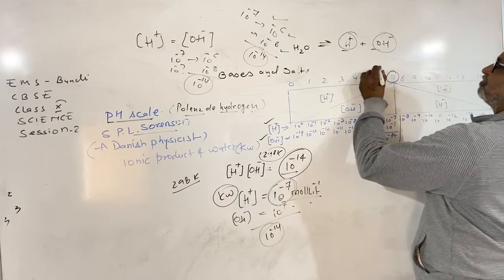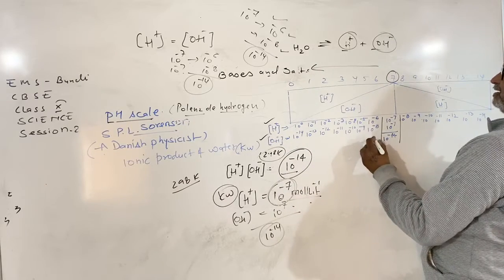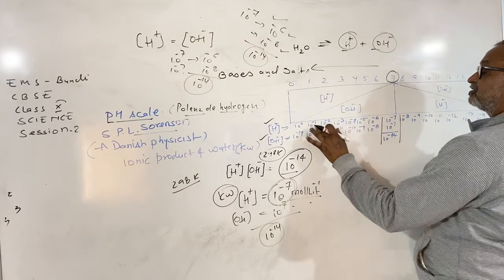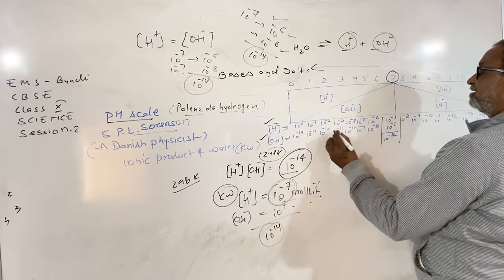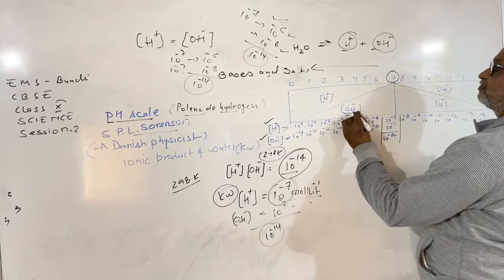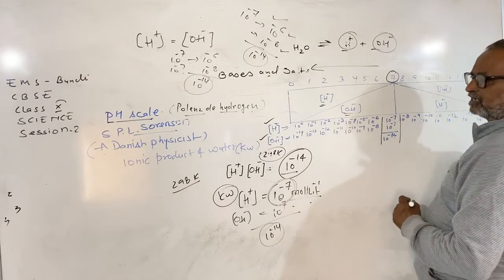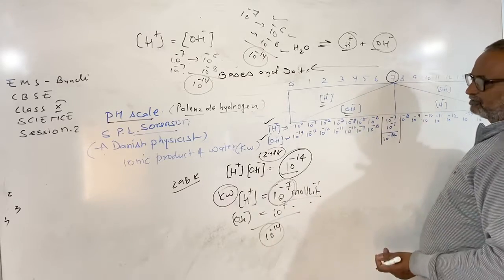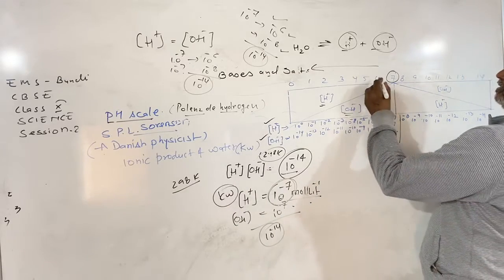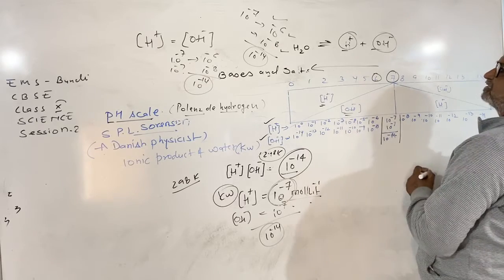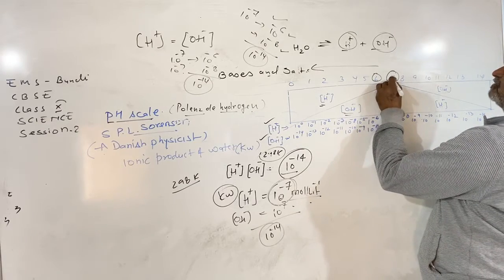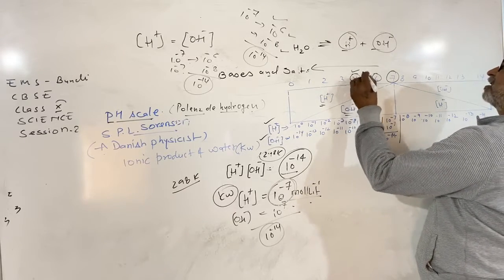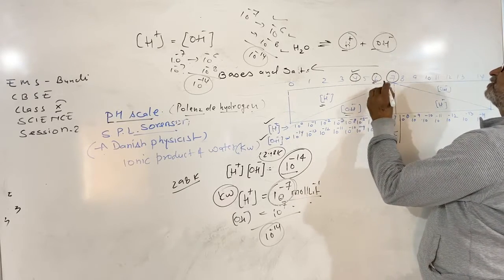Now as we move towards pH 0, you can see there is continuous increase in the concentration of hydrogen ion and there is decrease in the concentration of hydroxide ion. And therefore the solution becomes more and more acidic. A solution with pH 6 is more acidic than a solution with pH 7. A solution with pH 4 is more acidic than a solution with pH 6.